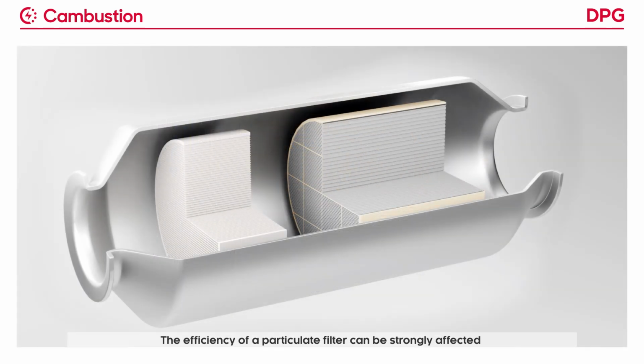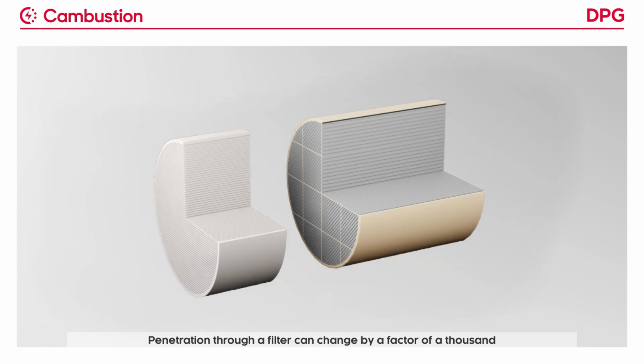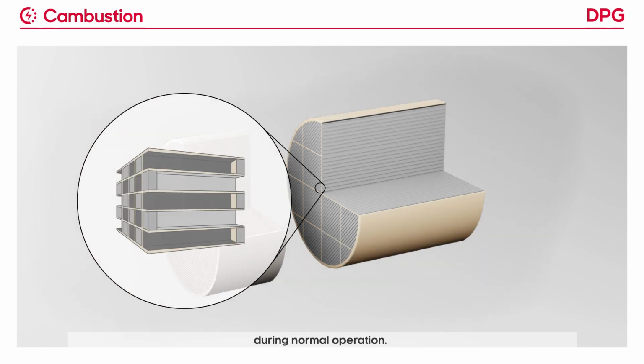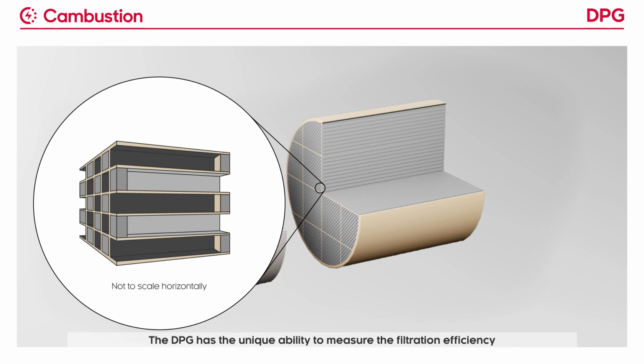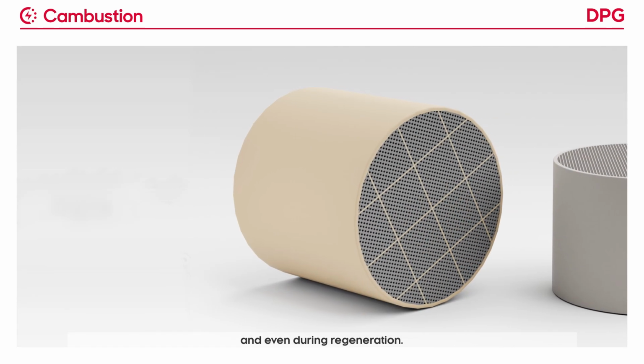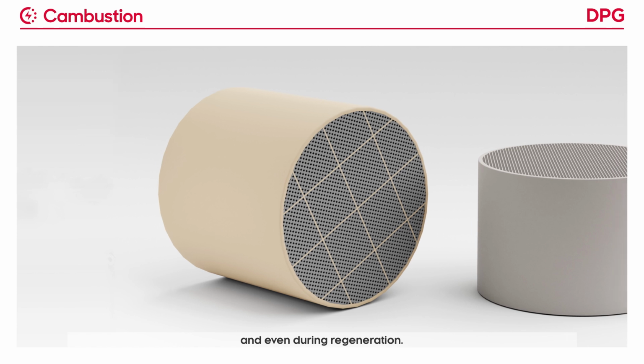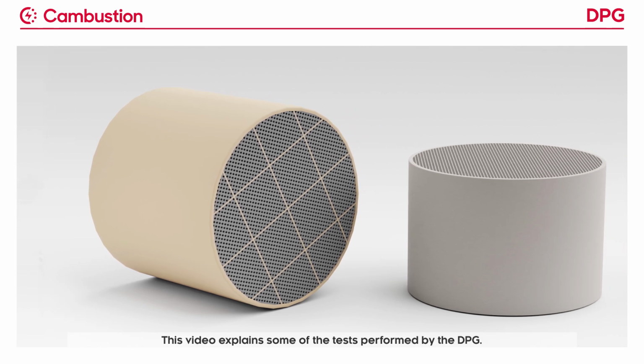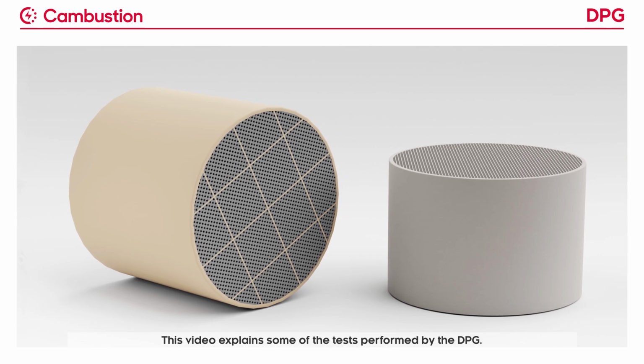The efficiency of a particulate filter can be strongly affected by the amount of soot loaded onto it. Penetration through a filter can change by a factor of 1,000 during normal operation. The DPG has the unique ability to measure the filtration efficiency of a filter both when it's empty and when it's loading up to full capacity, and even during regeneration. This video explains some of the tests performed by the DPG.